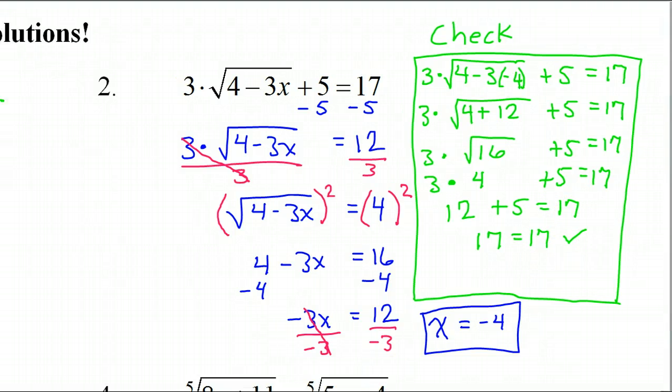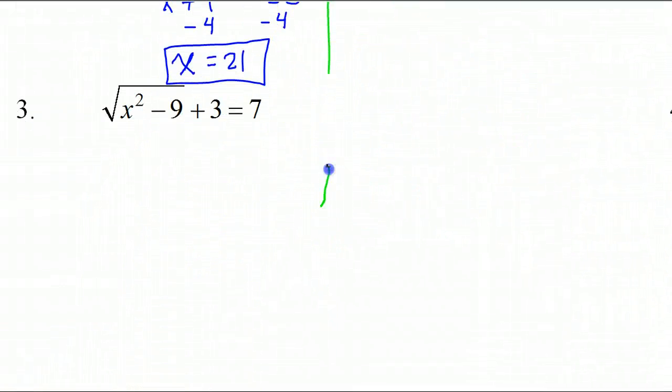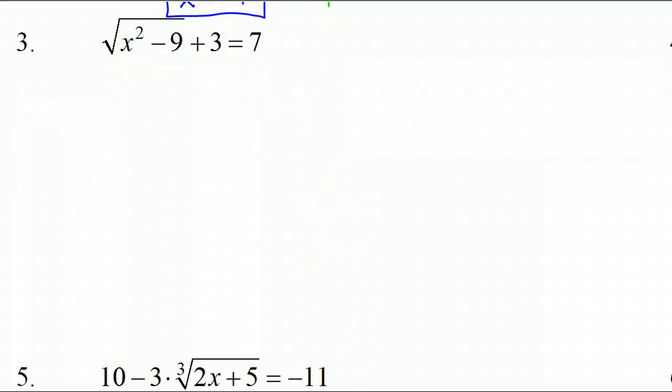All right, number 3. Got to get the radical by itself, so let's subtract 3 from both sides. So that is going to give me square root of x squared minus 9 is equal to 4. All right, now the radical is by itself.